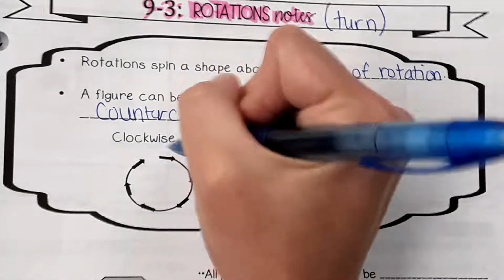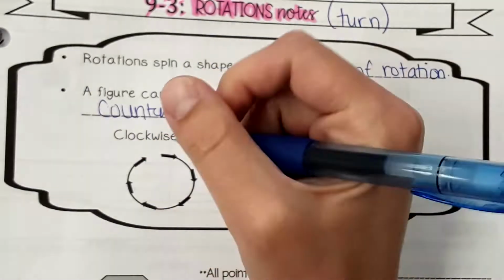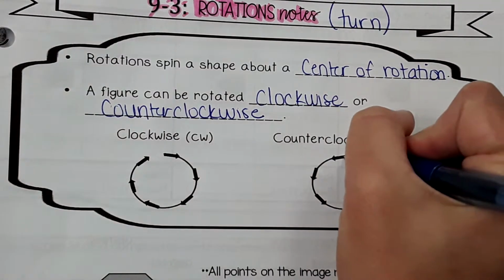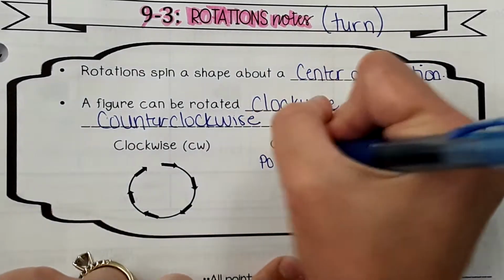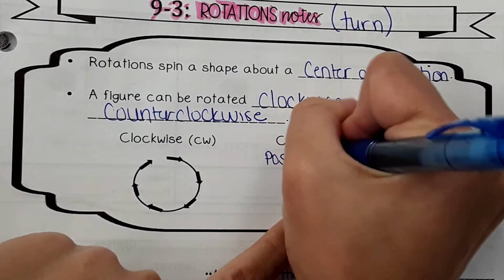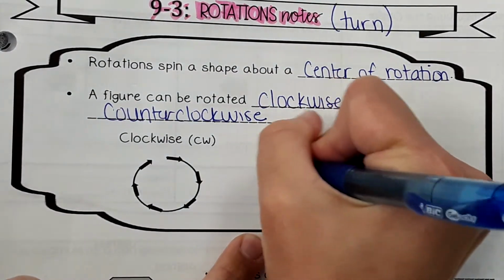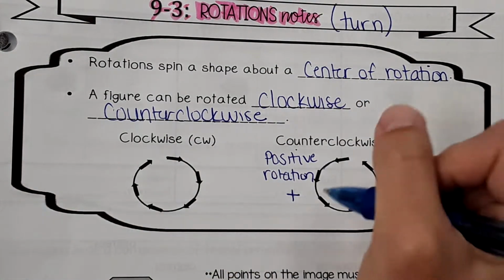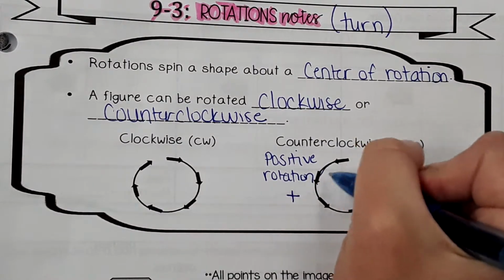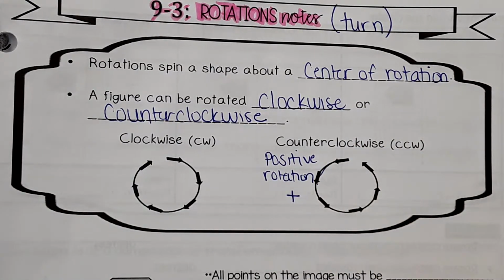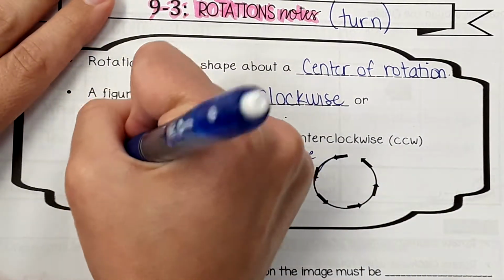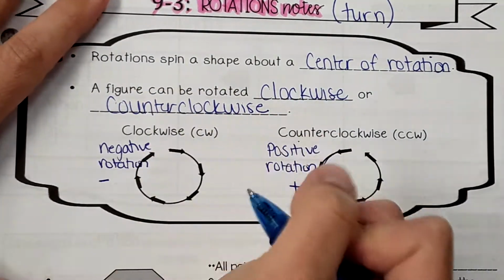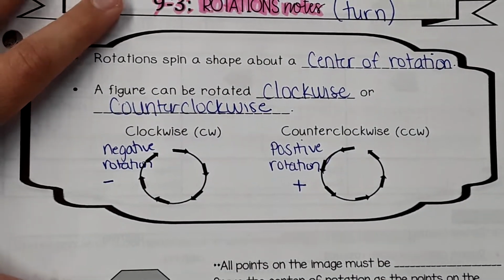As you know, clockwise is like to the right. It's the way that the clock moves. In terms of rotation, we actually rotate counterclockwise more often, and a positive rotation is actually counterclockwise. So for example, if it's a 90-degree rotation and it's positive, it goes to the left. Clockwise is for a negative rotation. So for example, a negative 90-degree rotation would go clockwise.